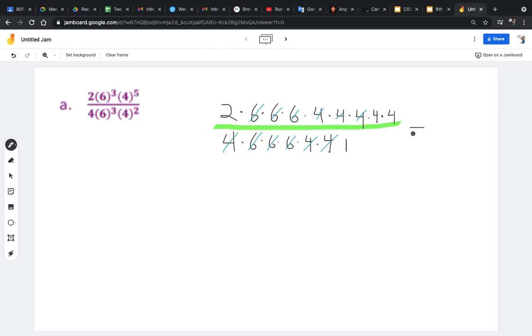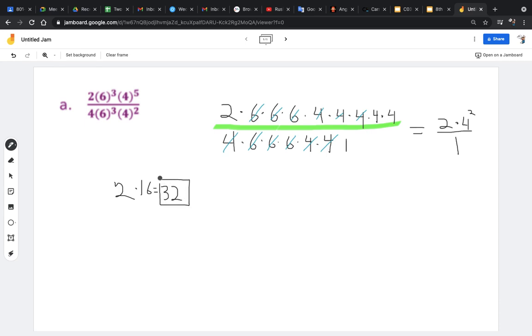Here's what we have left. In the numerator, I have 2 times 1, 2, 4. So we're going to call that 2 times 4 to the second. In the denominator, I have 1. 4 to the second is 16. So I can call that 2 times 16 equals 32. So the final answer is I have 32.